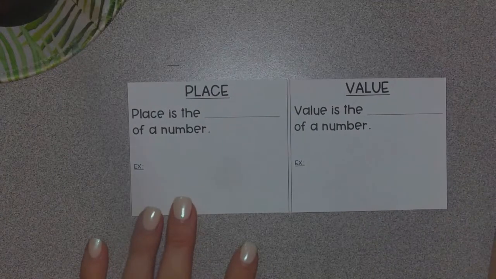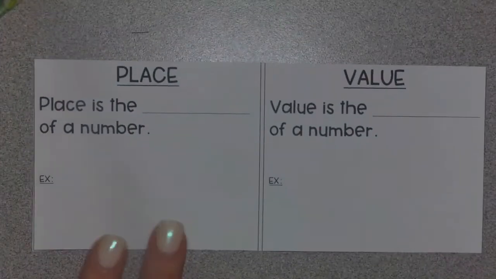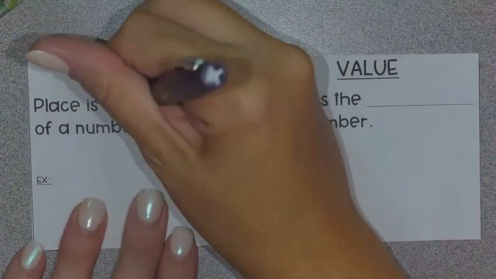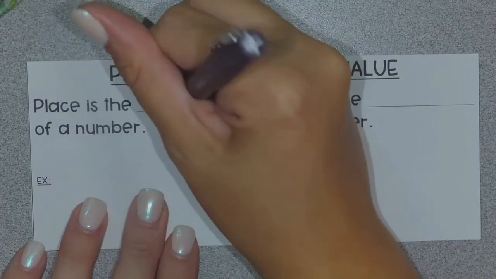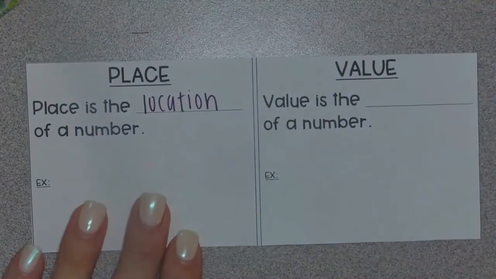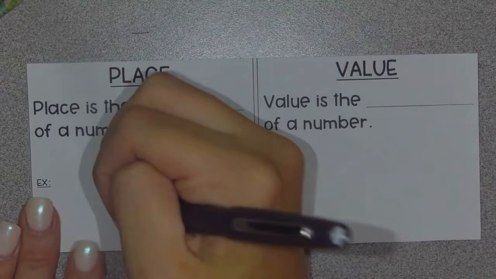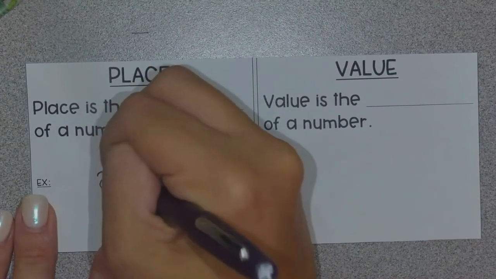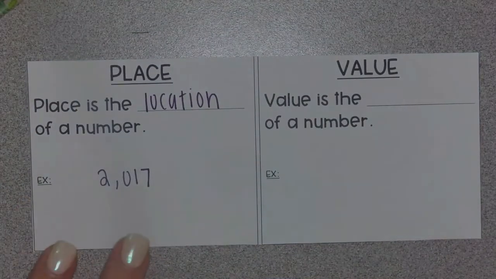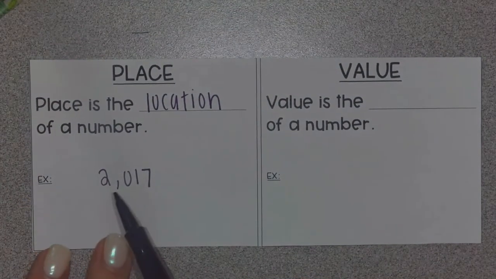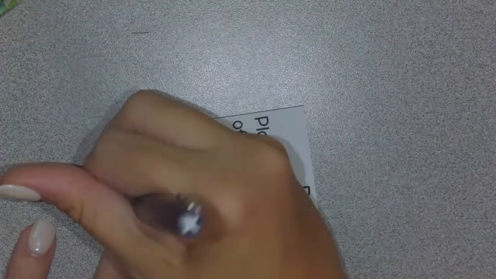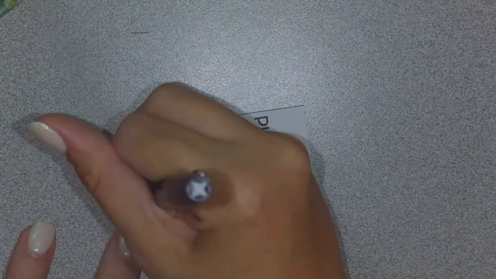Moving on to the difference between place and value. Okay, so when we talk about the place of a digit or the place of a number, the place is simply the location of the number. Where is it located? So I'm going to use an example. I'm going to say our number is the number 2017. And if I asked you what is the place of the 2, that's currently in the thousands. I'm going to turn it sideways. It's in the thousands place.